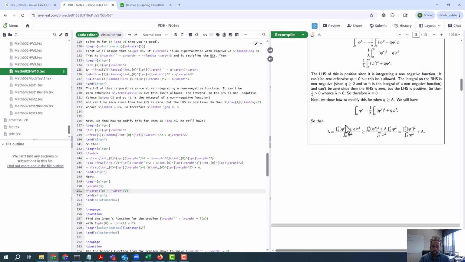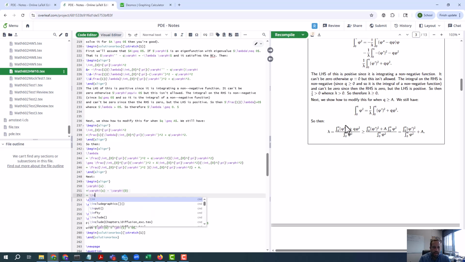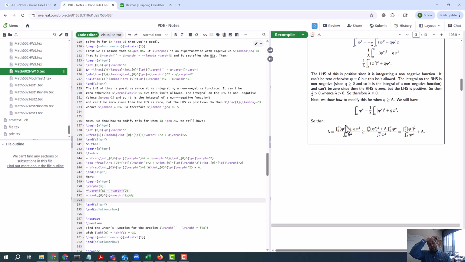Why is that? Well, phi of 0 is equal to 0. So nothing going on there. And now by the fundamental theorem of calculus, this is the integral from 0 to x. I'm going to use my dummy variable of y, dy. And now, again, this is going to be another instance of the Cauchy-Schwarz or a Jensen's inequality.